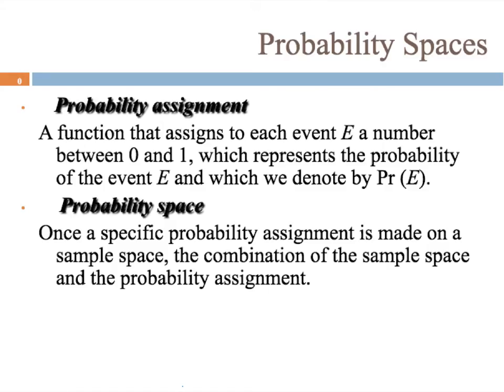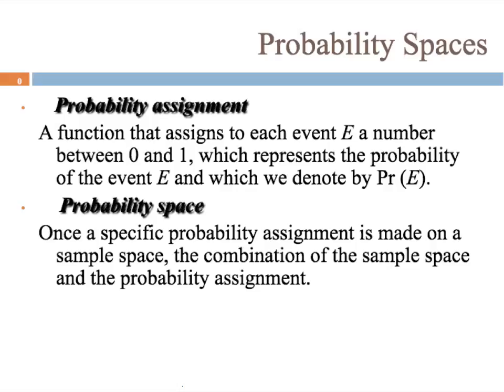Last two vocab terms of this section. Probability assignment is a function that assigns to each event E a number between 0 and 1, which represents the probability of the event E, and which we denote PR and then E. And that's between 0 and 1 because 0 would mean 0% chance, and then 1 would represent 100% chance, so anywhere in between. So like 0.5 would be like 50%, or 0.75 would be 75% chance.